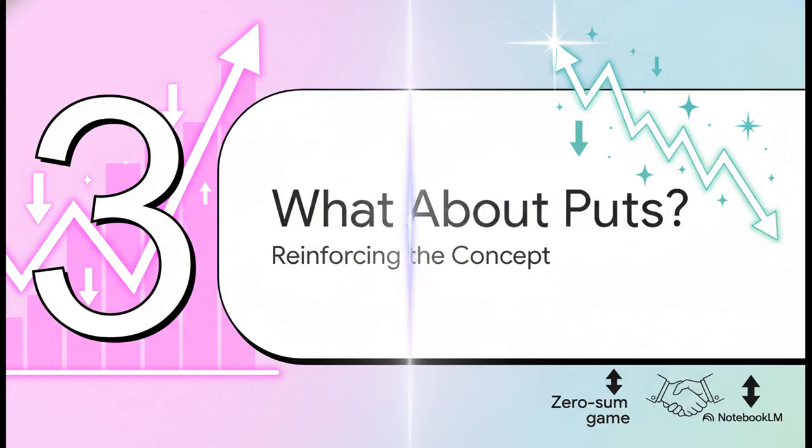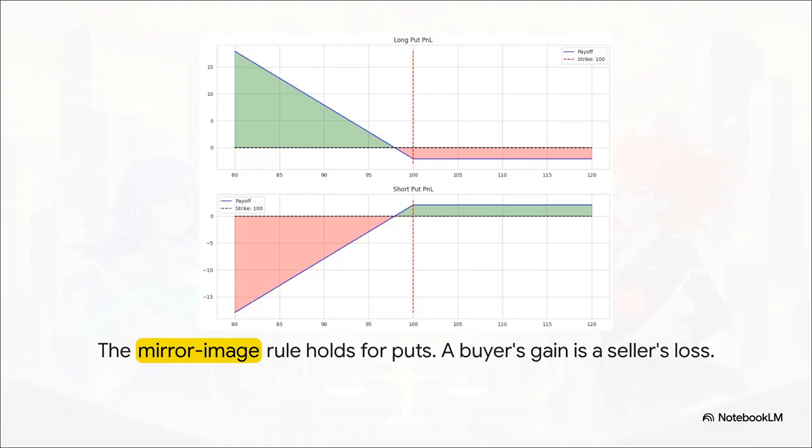So that's a call option, which is a bet that the stock's going to go up. But what about puts, which are a bet that the stock's going to go down? Does this whole mirror image zero-sum thing still work? Let's find out. Oh yeah, it absolutely does. Here are the P&L graphs for buying a put and selling a put. It is the exact same mirror image relationship, just flipped upside down. The buyer makes money if the stock tanks, and every dollar of that profit comes directly out of the seller's pocket. This zero-sum principle is a fundamental law for these simple trades.